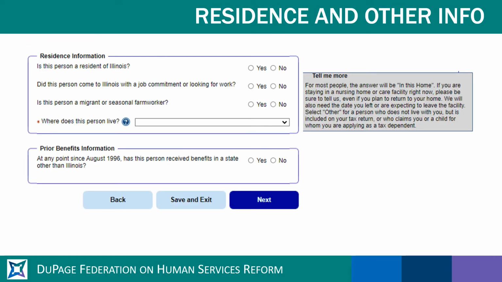And then these are some questions. If they are a resident of Illinois, that's important. To receive state of Illinois benefits, you must be a resident of Illinois. There are a couple of other questions related to migrant farm workers, and then also whether or not someone has ever received benefits in another state. So just do the best you can to fill out these questions based on what your client is telling you.